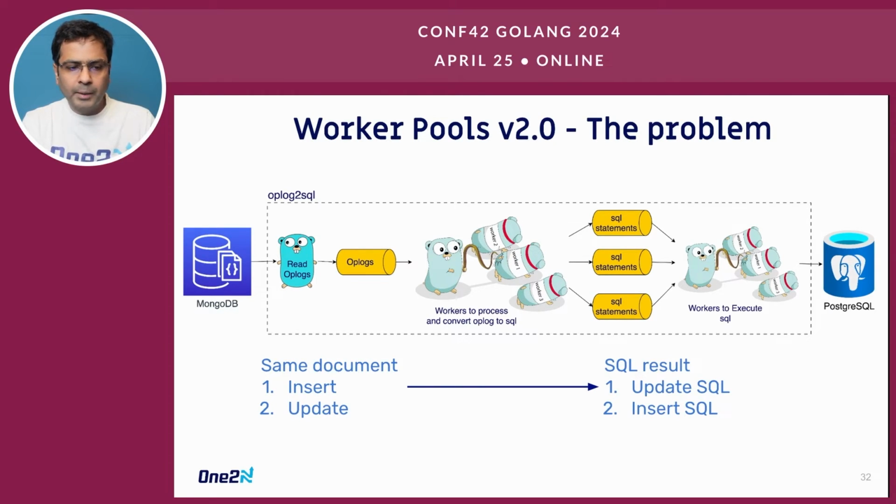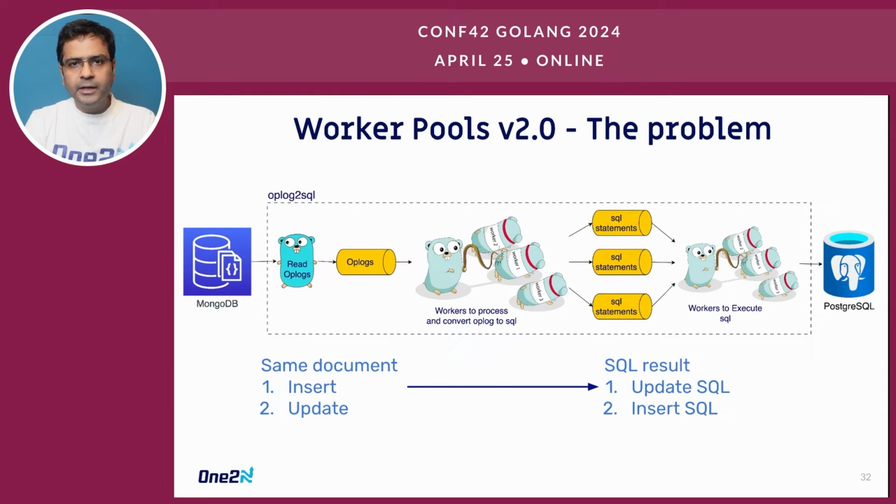How does this cause a problem? So think about our pipeline. We read the oplogs, we put them in a channel. There is a bunch of Go routine workers which process these oplogs. So imagine we have a single document which is being inserted and immediately after is being updated. Sequential oplog entries, one for insert and one for update of the same document. What could happen with this setup is that the SQL statement for insert would be generated and a similar SQL statement for update would be generated.